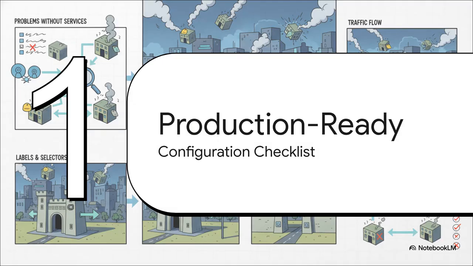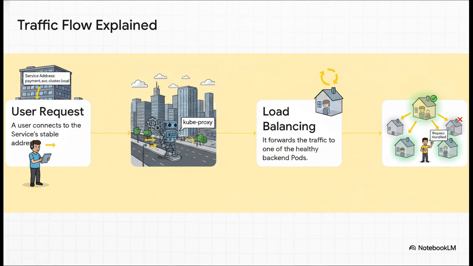Okay, let's bring all this home. We understand all the different pieces now. So what does it actually take to make sure our services are configured right and are truly ready for production? This shows you the whole journey. A user connects to that stable service address. Then, a component called kube-proxy, which runs on every single machine in your cluster, grabs that request. It then intelligently load balances it to one of the healthy pods in the back, making sure everything stays available and balanced.